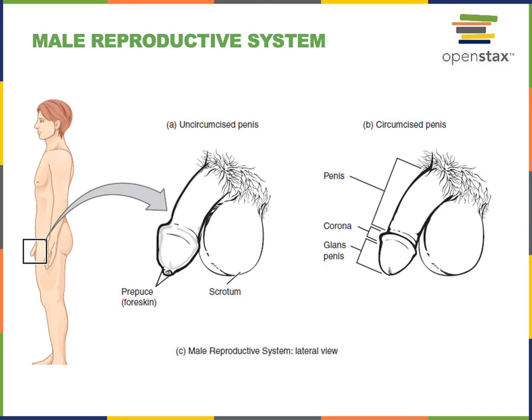The testes are found within the scrotum. The scrotum is a sac of skin located just inferior to the pelvic cavity. The scrotum contains the testes outside of the pelvic cavity in order to maintain the optimal temperature for spermatogenesis, the formation of sperm.